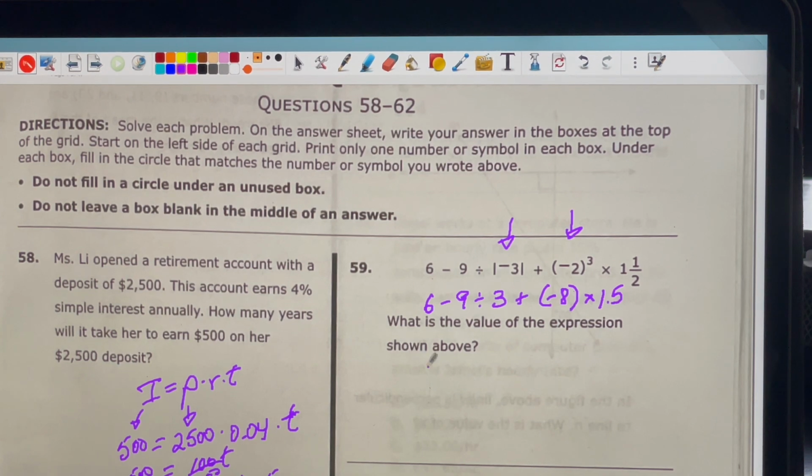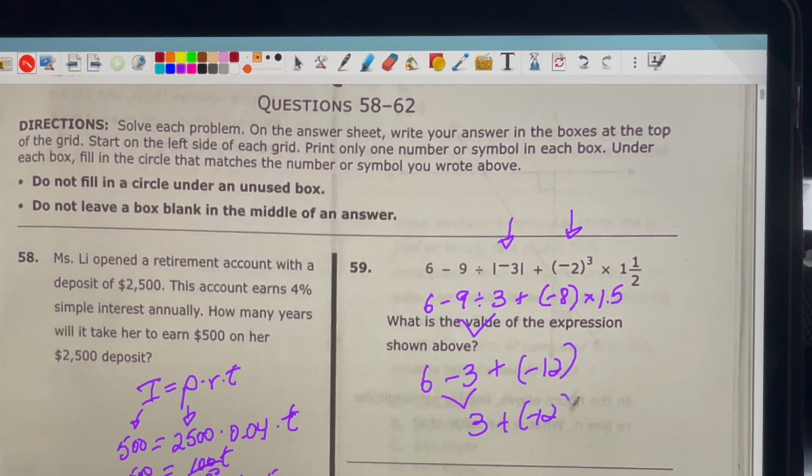So I have to do these two first. Negative 9 divided by 3 is negative 3, plus negative 8 times 1.5. Negative 8 times 1.5 is 12, and that's going to be negative. I'll put it in parentheses. Left to right, we do subtraction, which is 3, plus negative 12, and we get negative 9.